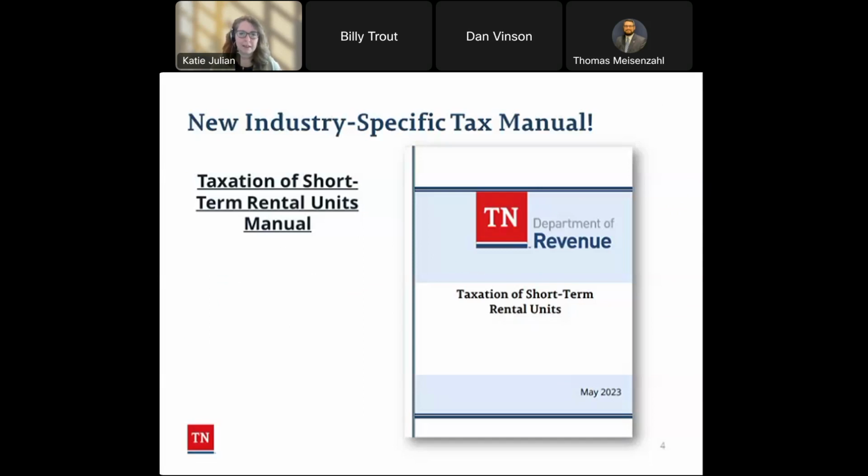But we're excited about having this new industry specific tax manual. Our audit division, Thomas's division, they're the ones that put these out. And as staff, we use these every single day. We refer to our tax manuals every single day because it's basically the law, the rules, everything rolled into one, and in really easy terms that everyone can understand.